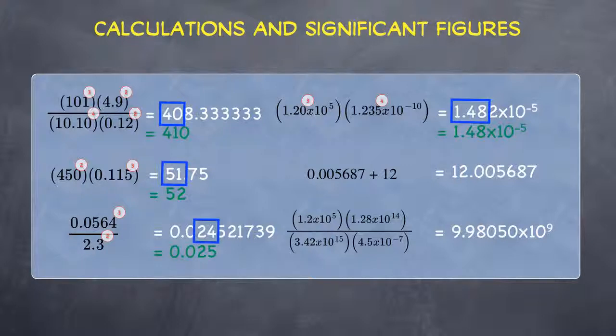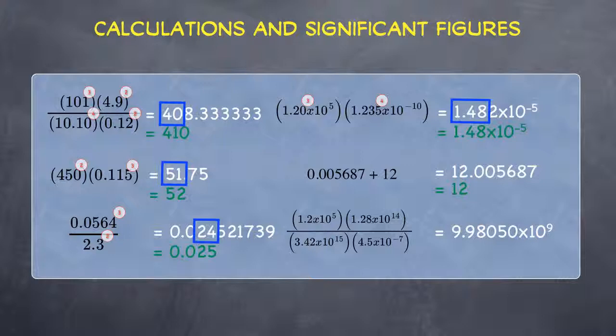Okay, for our next calculation, you'll notice that this is addition. And the rule here is decimal place. In the first measurement, I have several places to the right of the decimal point. But in the second measurement, the 12, I have none. So that means in my final answer, I'm allowed none because the 12 has none.